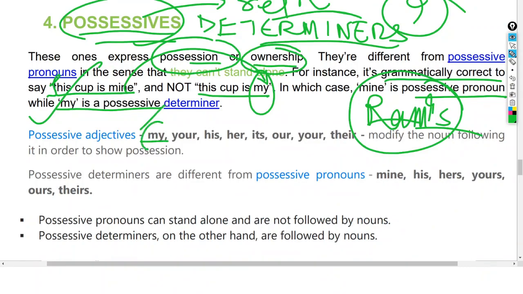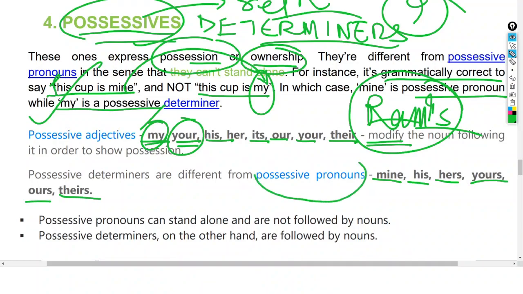Now let us see this part, my dear children. When possessive adjectives like my, his, her, its, your, their come, what do they do? They modify the noun that comes after them, in order to show possession and relation. Possessive determiners are different from possessive pronouns: mine, his, hers, yours, ours, theirs. So you will remember these are possessive pronouns and the others are possessive adjectives. You will have to remember this difference. Possessive pronouns can stand alone and are not followed by nouns. Possessive determiners, on the other hand, are followed by nouns.